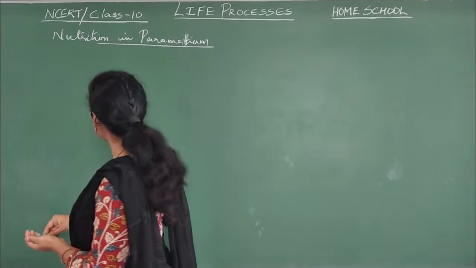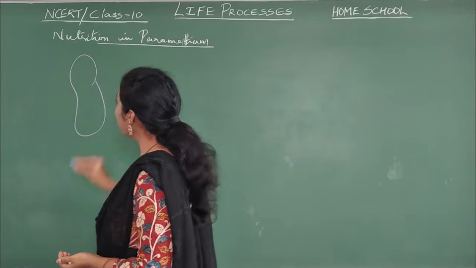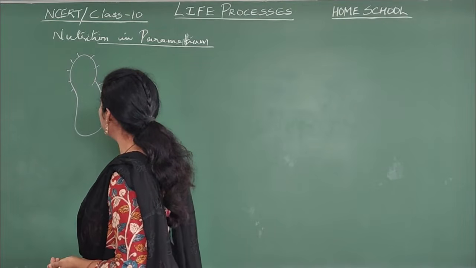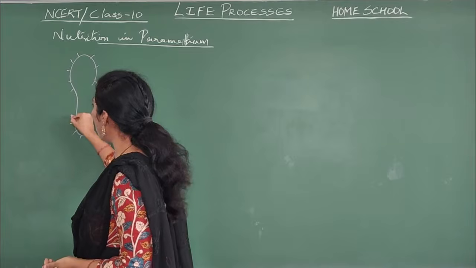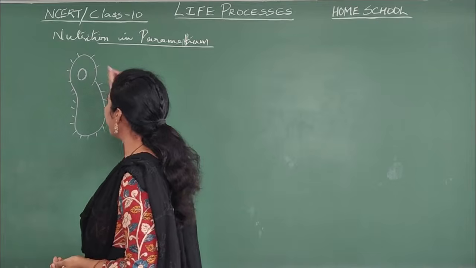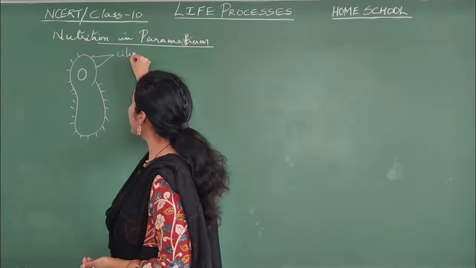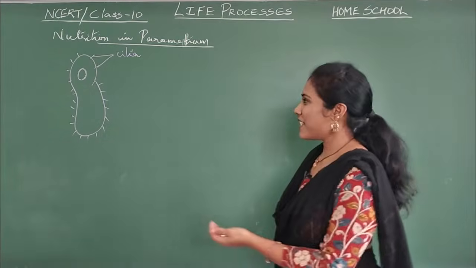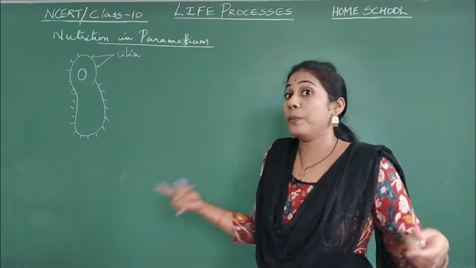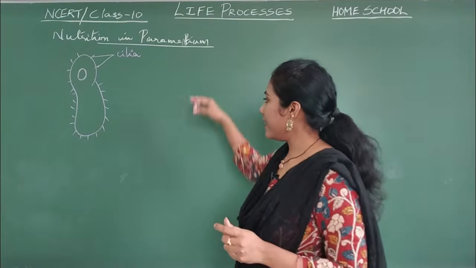Something like this. Paramecium, you will have a hair-like structure all over the body, and a nucleus. Imagine this is a nucleus, and you know what do we call these hair-like structures? Cilia. So this is how a paramecium naturally looks like. It has only one cell, not like humans, we have crores of cells, but this has only one cell. So now let us study about all the steps.